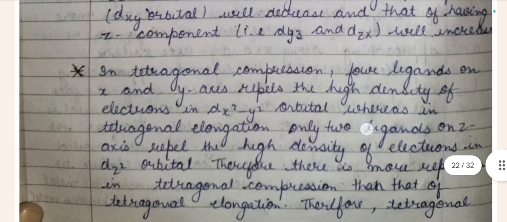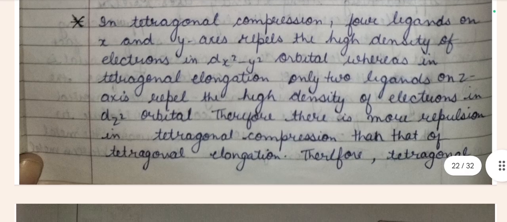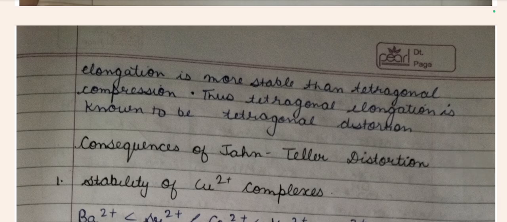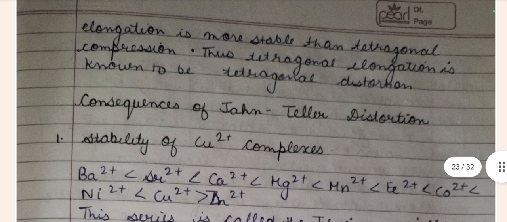In tetragonal compression, four ligands on the x and y axes repel the high electron density in the dx square minus y square orbital, whereas in tetragonal elongation only two ligands on the z axis repel the high electron density in the dz square orbital. Therefore, there is more repulsion in tetragonal compression than in tetragonal elongation. Therefore, tetragonal elongation is more stable than tetragonal compression. Thus, tetragonal elongation is known as the Jahn-Teller distortion.